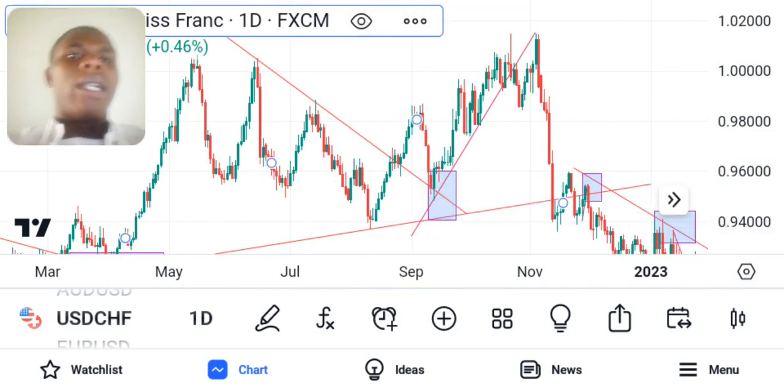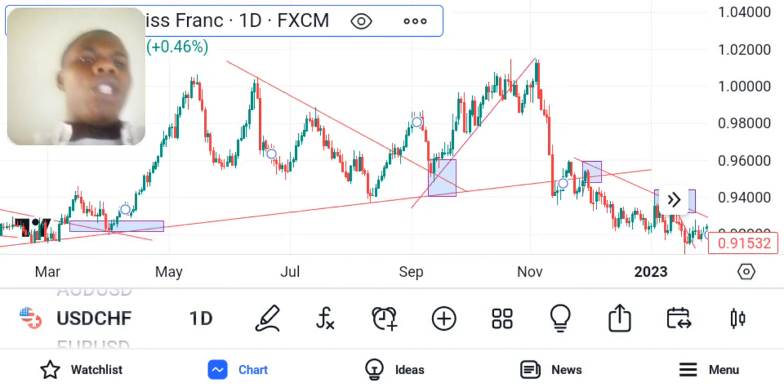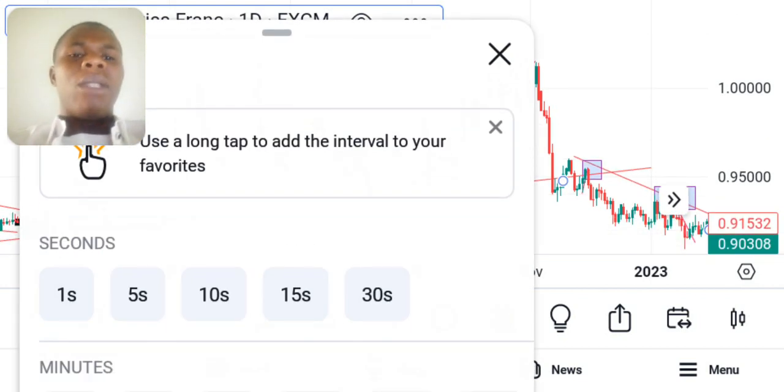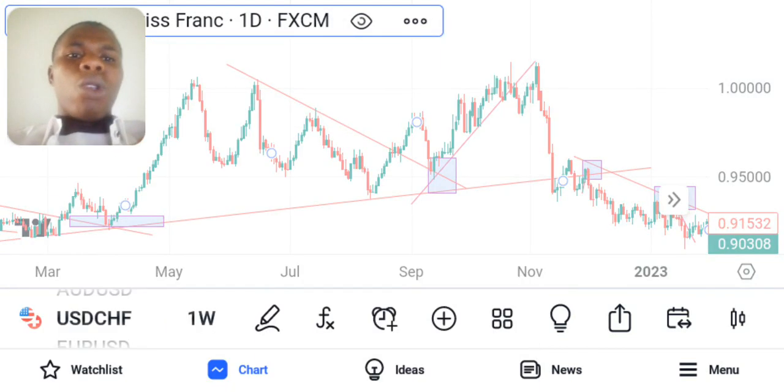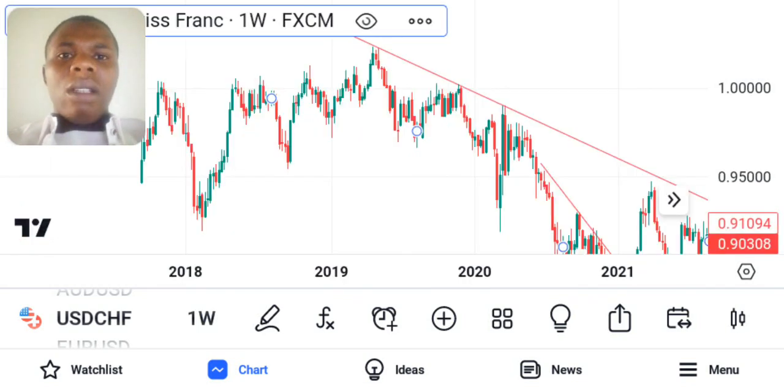Now why am I able to do this? Because I know what the weekly time frame is saying. I know what it's saying. Because I knew all of this was just a retracement move.